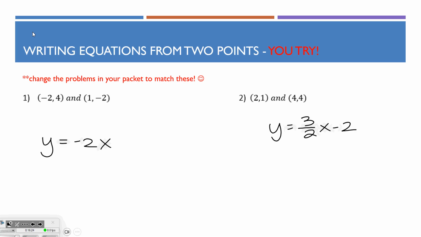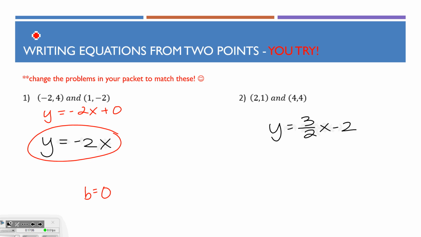Okay, let's look at some answers here. So remember, we actually found the slope first, and then we plugged in the x and y from one of the points to find our b. You might have noticed in number 1, when you plugged in and then you went through and solved, your b value was actually 0. So it would be y equals negative 2x plus 0. But I don't really want that plus 0 hanging out there. So we are going to simplify that to just y equals negative 2x.